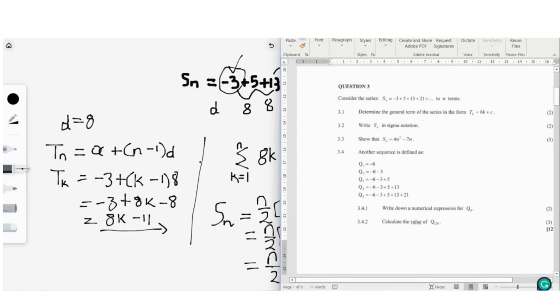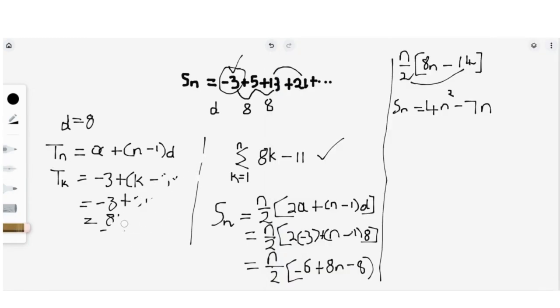So the next one says another sequence is defined. Q1, so this is a sequence. When they say Q1, that's the first term. That means the first term is -6. The second term, let me just try to write them down.